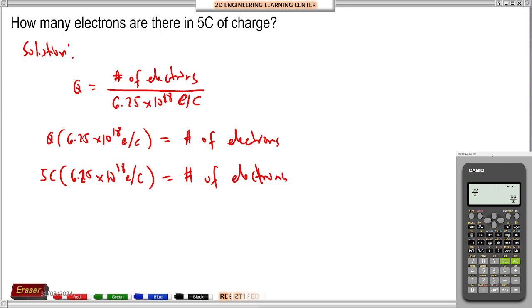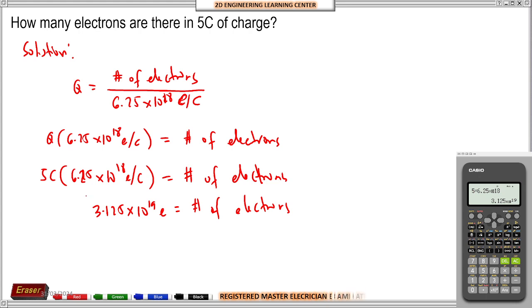So, we have, nandyan po sa baba ng ating screen, yung ating projected na calculator. So, we have 5 times 6.25 times 10 raised to the power of 18. Okay, so the answer is 3.125 times 10 to the power of 19 electrons. So that is 3.125 times 10 raised to the power of 19 electrons. So yan yung ating number of electrons in 5 coulombs of charge.